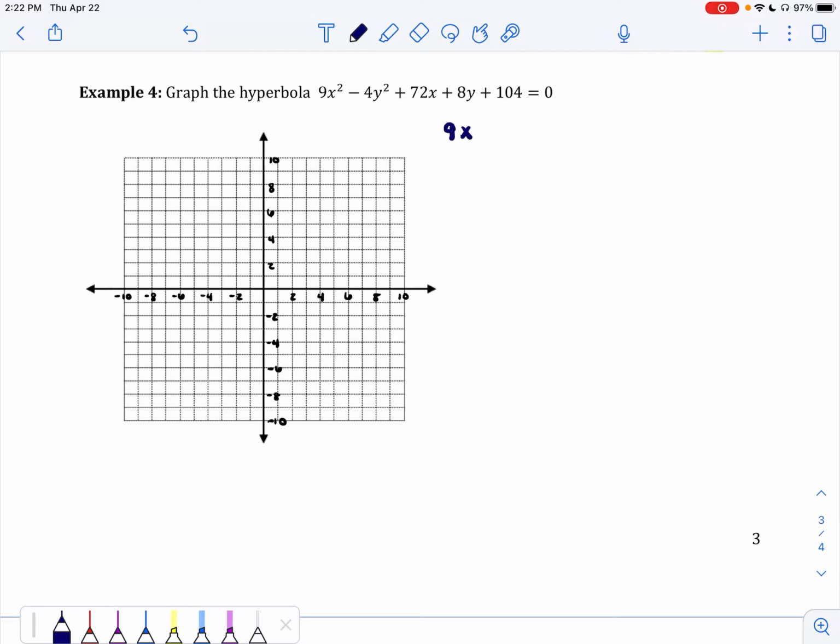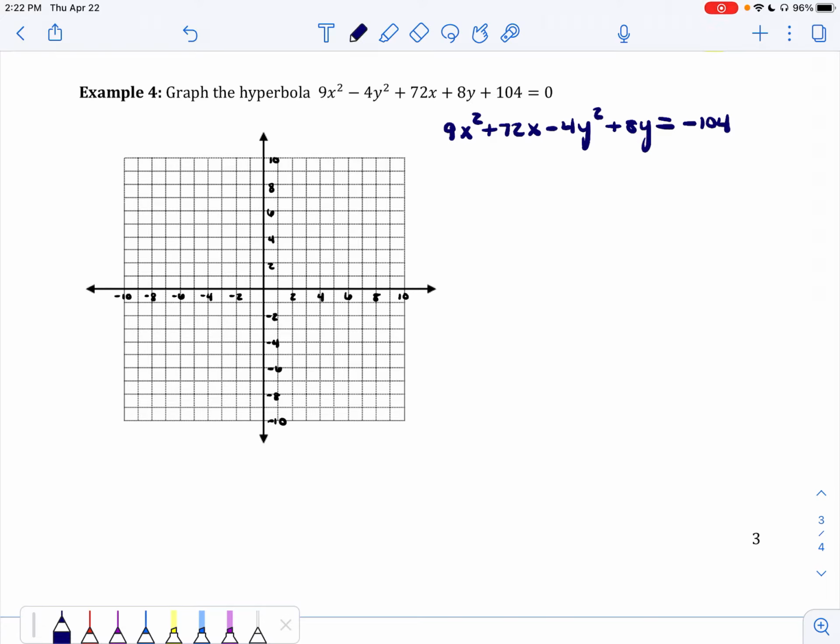I'm going to rewrite this as 9x squared plus 72x minus 4y squared plus 8y is equal to -104. So I grouped my x's, I grouped my y's, and I moved the constant to the other side. Now, before we can complete the square, we need to pull the GCF out of both our x terms and our y terms.